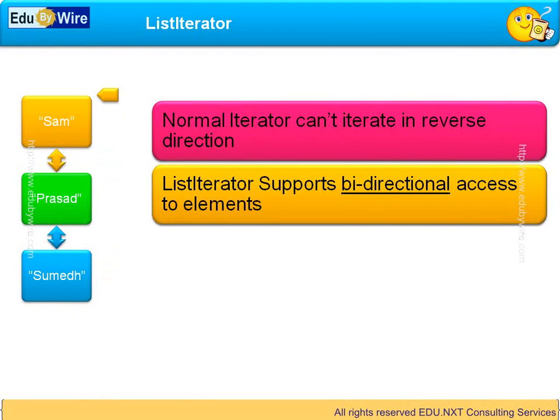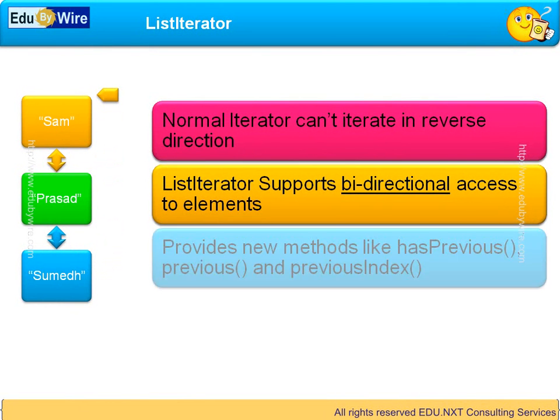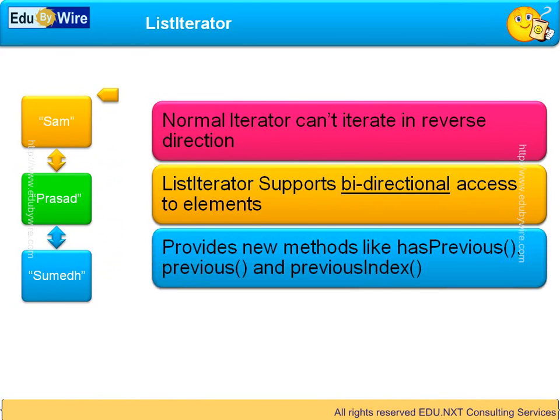ListIterator provides additional methods to allow reverse traversal. So we have methods like hasPrevious, previous, and previousIndex, which can be used to move backward inside the list. We will study how to use these methods during the hands-on session.